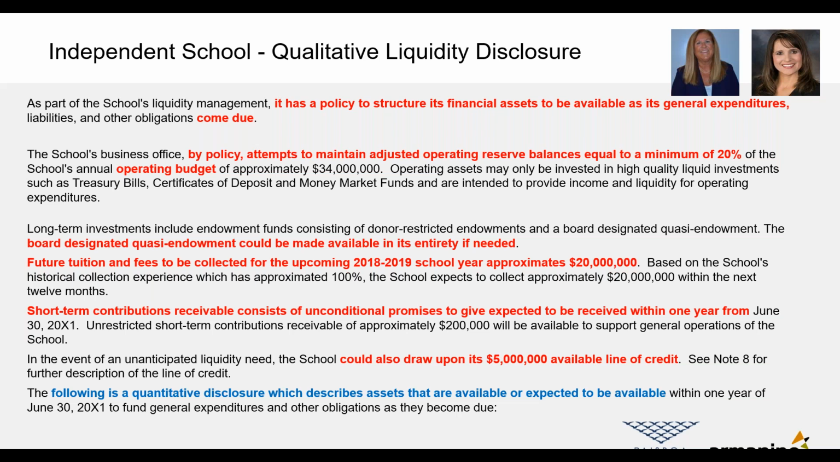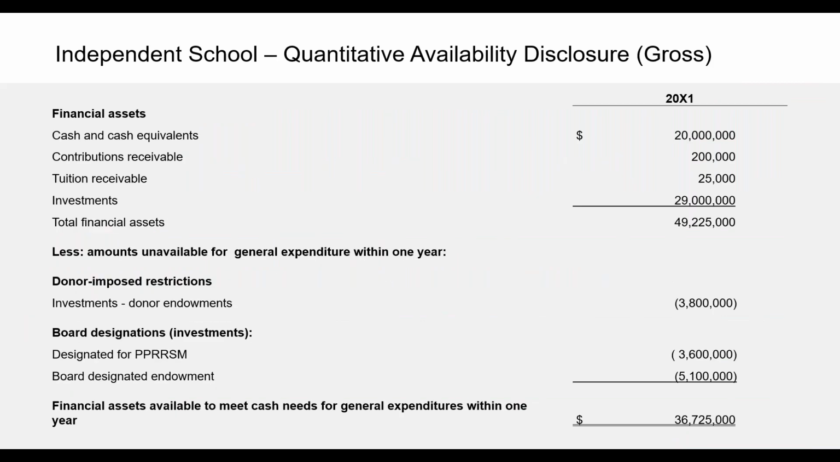Then we say short-term contributions receivable consist of unconditional promises to give expected to be received within 1 year. And we talk about what those are. In the event of an unanticipated liquidity need, the school could also draw upon its $5 million available line of credit. That, again, is something that is not going to be on your statement of financial position because it's available. And then we say the following is a quantitative disclosure, which describes the assets that are available or expected to be available.